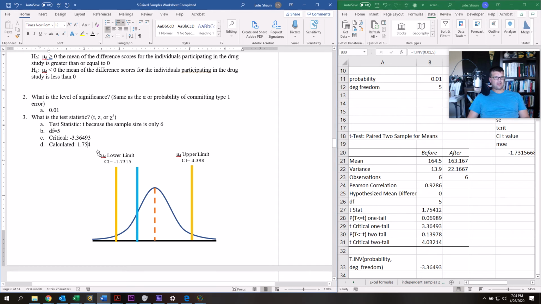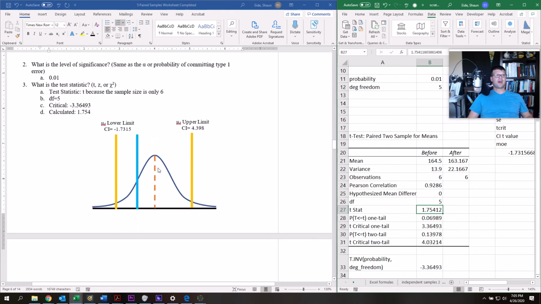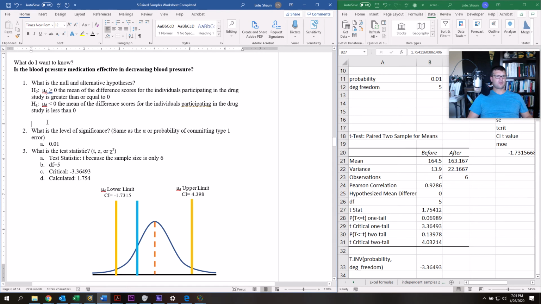Next, the calculated value, like I said, it already gives you the calculated value right there. So you can use that, or you can actually use the paired samples formula to calculate it. But since we have software to do it, it's actually a lot easier to just do that. Next, I want to show you what we're actually looking at.